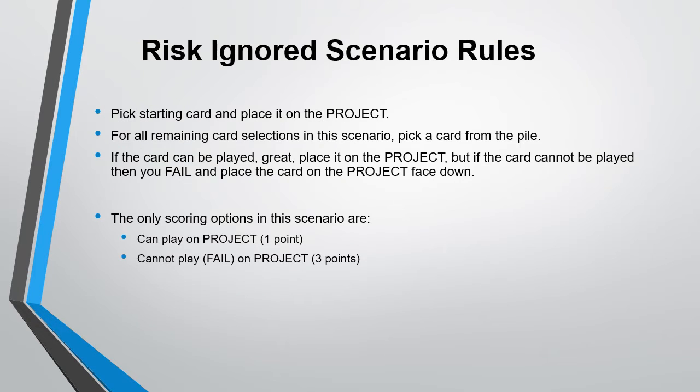Risk ignored scenario rules. Pick a starting card and place it on the project. For all the remaining card selections in this scenario, pick a card from the pile. If the card can be played, great, place it on the project. But if the card cannot be played, then you fail and place the card on the project face down. The only scoring options in this scenario are: can play it on project, 1 point; cannot play, fail on project, 3 points. Demonstration video follows.